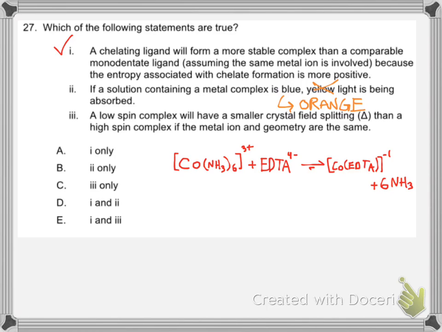Okay, so this statement here is false. Myth busted. Okay, and for the last one, we're talking about high spin versus low spin complexes.